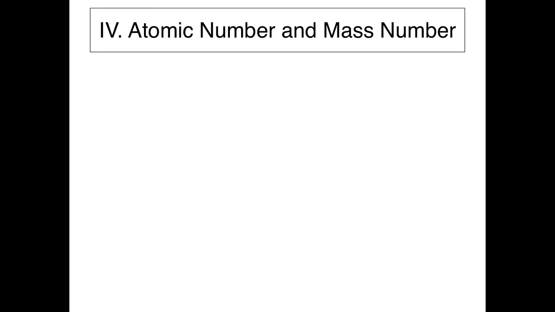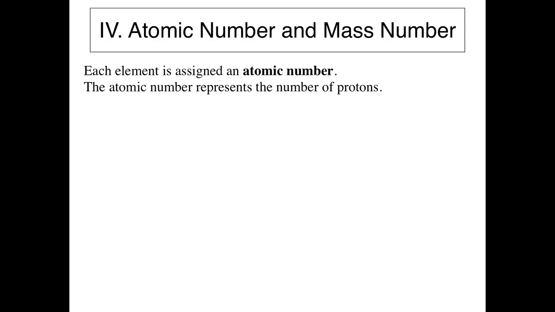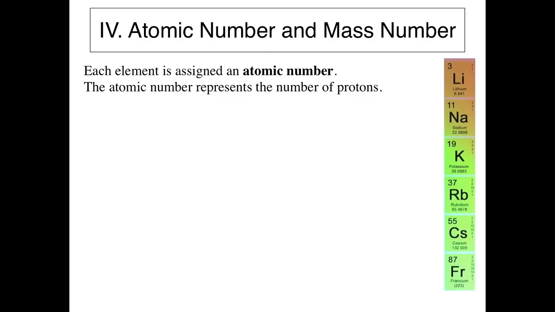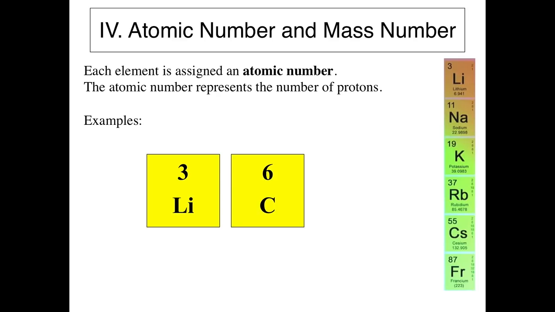Okay, let's end this lecture with talking about atomic number and something called mass number. So as we said, each element is assigned an atomic number, and that atomic number is very unique to it. That atomic number represents the number of protons it has. You may see these atomic numbers written on a periodic table. That's the number on top of the chemical symbol for each element. So for example, for lithium, the number on top is 3. So its atomic number is 3. That means it has 3 protons. Carbon is atomic number 6, whereas mercury is atomic number 80, so 80 protons.